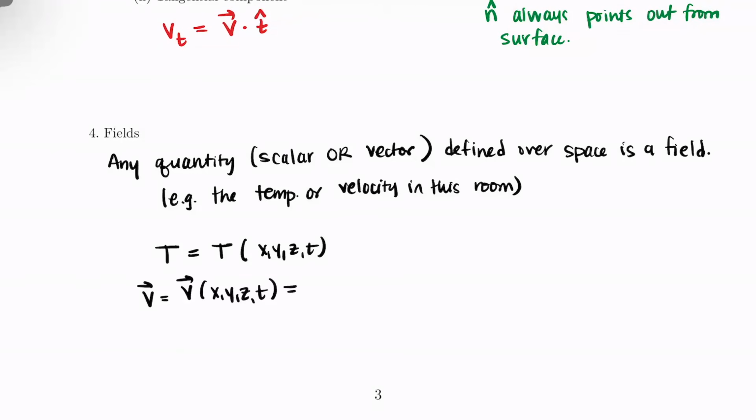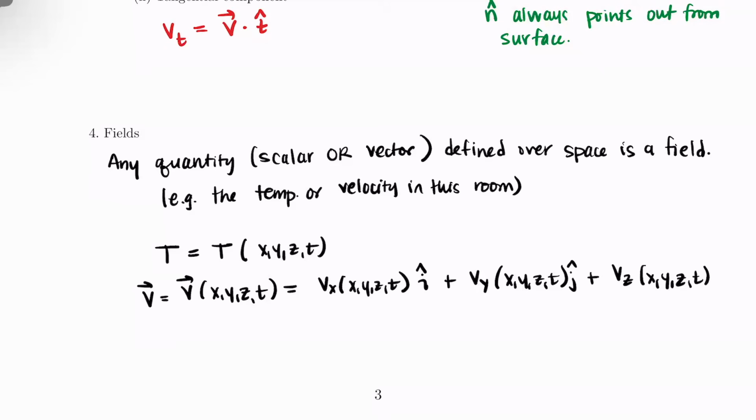Where it's important to note that when I say this, that also means that each of the scalar components of my velocity also depend on X, Y, Z, and T. So I have my X component depends on X, Y, Z, and T. My Y component depends on X, Y, Z, and T. And my Z component depends on X, Y, Z, and T.